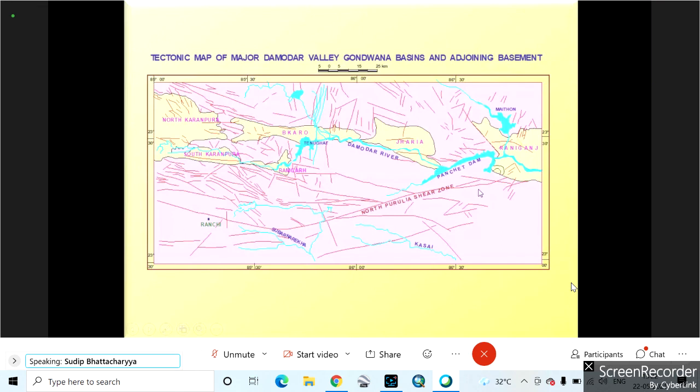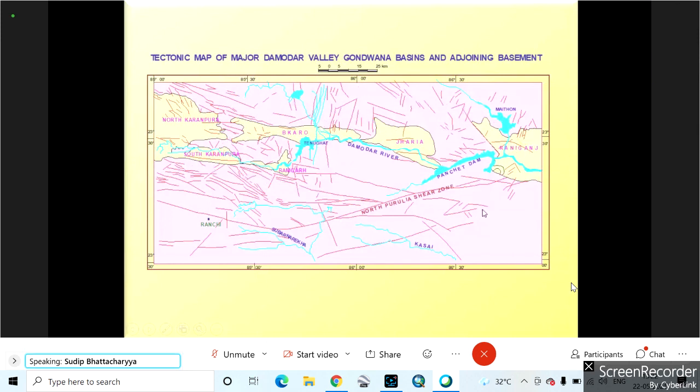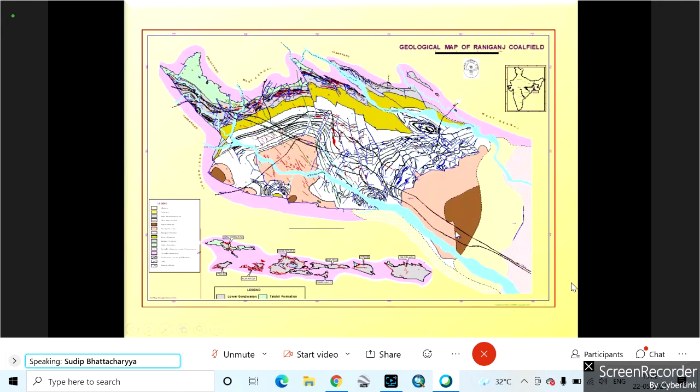Take the major Damodar Valley Gondwana coalfields. In the Damodar Valley, one after another: Raniganj, Jharia, Bokaro, South Karanpura, North Karanpura. The total internal structure and the major basement fracture system is like this. You can see it along the lineament, so I need not discuss it. One after another, now I am going to Jharia.